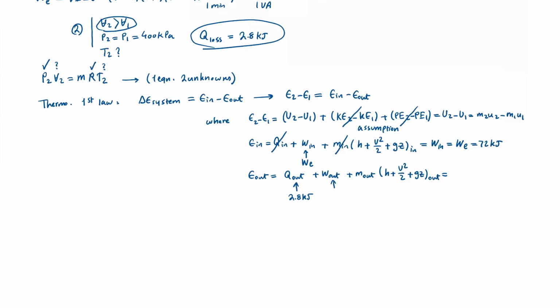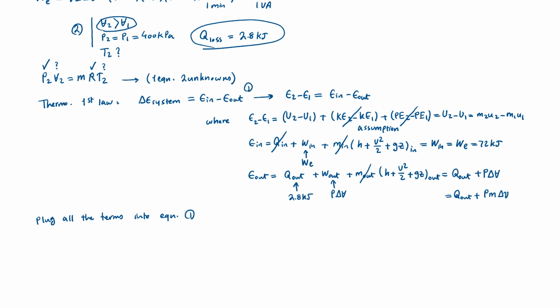So W out is P times the change in volume, and there is no mass that gets out of the system as we do not have any exhaust valve or outlet in the system. So E out is equal to Q out plus P times delta V, and we know that P times delta V is equal to P times mass times the change in specific volume in the system. So I'm going to plug all these terms into the first law of thermodynamics, which I call equation number 1.